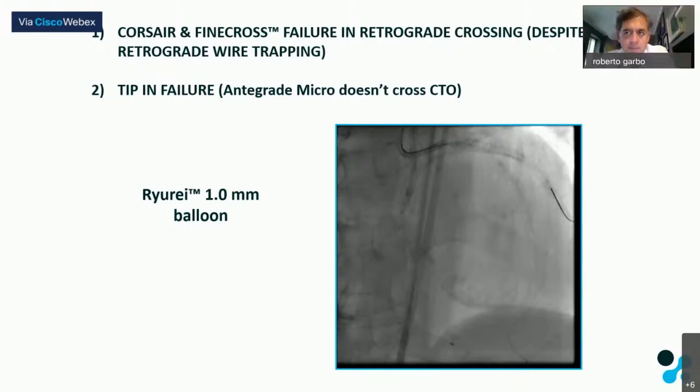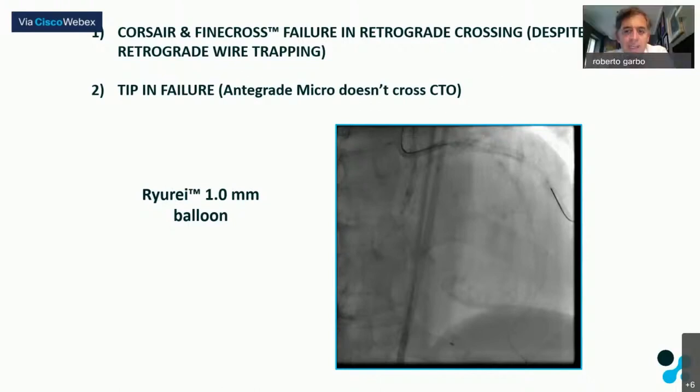Okay, so advance the microcatheter into the antegrade guide. I was not able to advance the microcatheter in the... You were not able to do the tip-in. Yes, because I have the retrograde wire in the guiding catheter, but the microcatheter was not able to cross the calcification. So tip-in was not possible, it failed. You could not do the tip-in because you didn't have the microcatheter into the antegrade guide. Yeah.